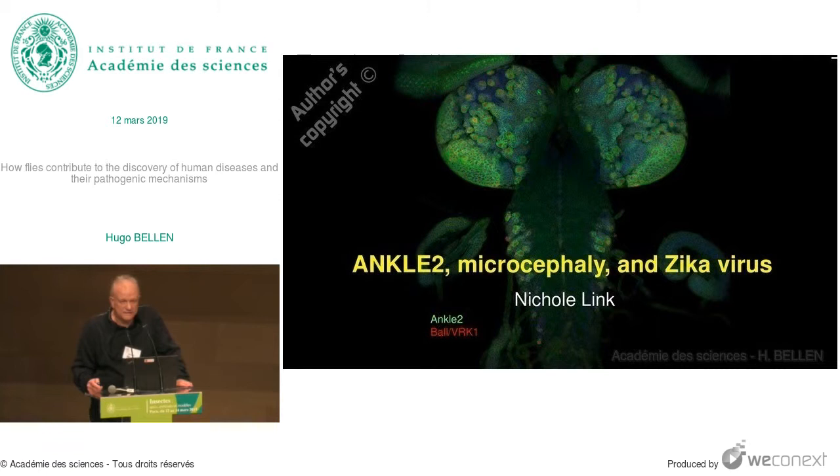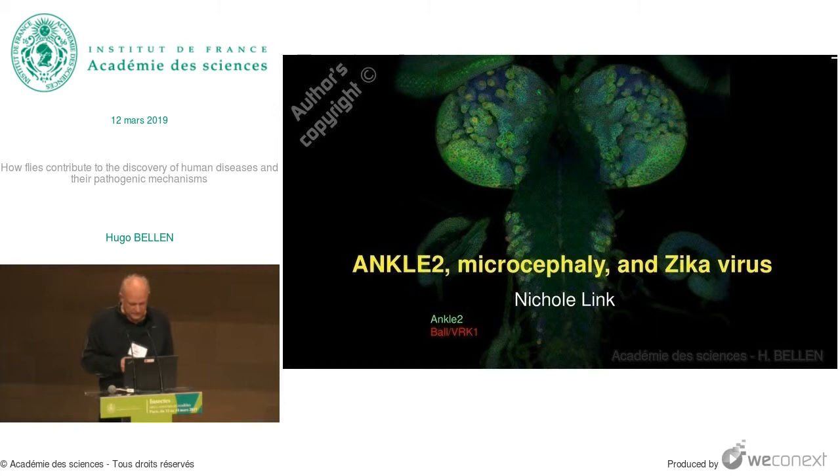What is shown here is a third instar larval brain of a fly, a larva, I should say, that's stained with ANKLE2 and Balkan. And you can see that in the nuclei, you see this marker here, Balkan, and in green, which labels most of the neuroblasts and the neurons, you see this other marker, ANKLE2.